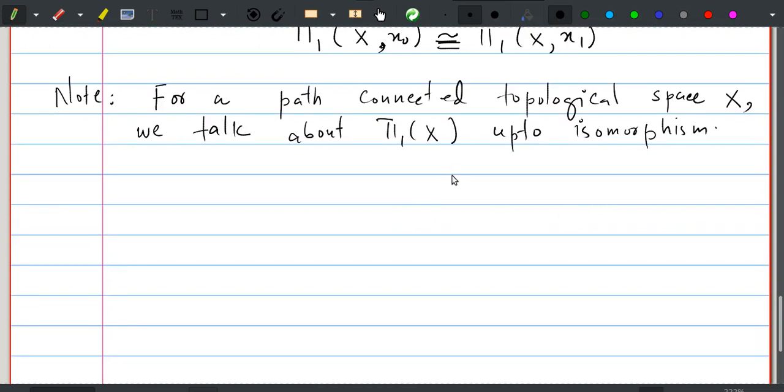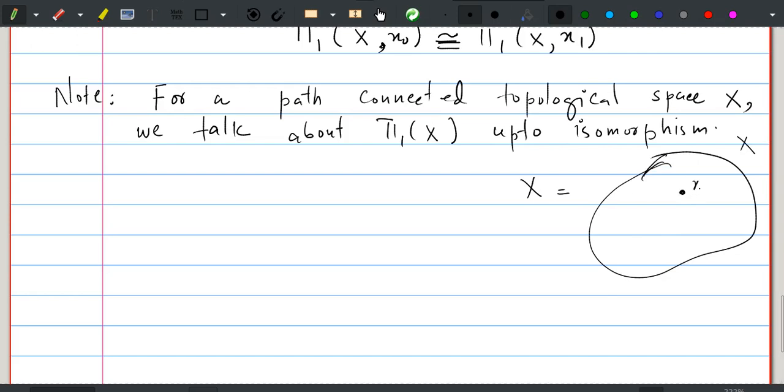From now onwards, if x is any path connected topological space, then if we have two points here, x0 and x1, obviously we have a path between these two points. So the fundamental group of space x based at x0, and the fundamental group of the same x based at x1, these two groups are isomorphic. So up to isomorphism, we don't have to mention these base points.